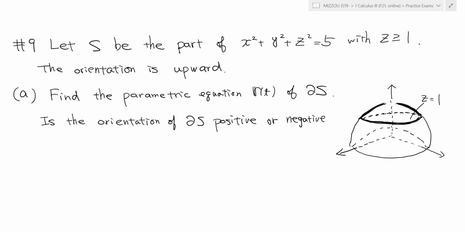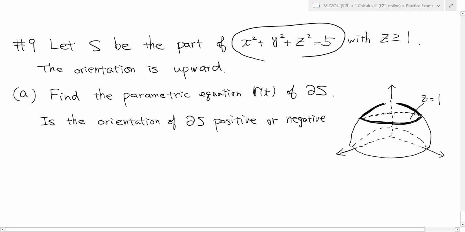Number 9, part A. Let S be the part of the sphere x squared plus y squared plus z squared equals 5. So that means the radius is root 5. But we look at only the portion where z is above 1. So the picture is like this part. It's like a little cap or whatever they call it. And then now the orientation is upward. So the orientation of the surface is upward orientation.